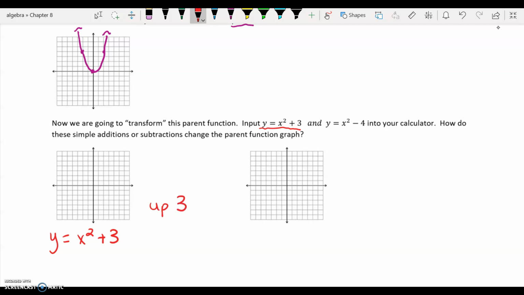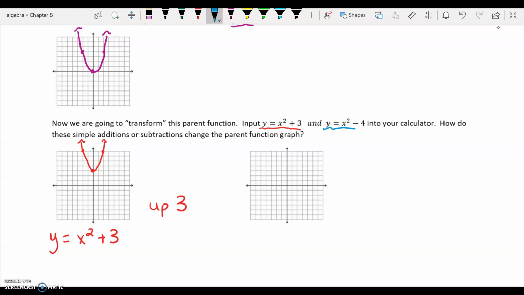So I'm going to take my points that I had up here and I'm going to move them up. 1, 2, 3. I'm also going to use 2, 4, move it up 3. So it's going to be 2, 7 now. 1, 2, 3, 4, 5, 6, 7. You can plot a point on the other side. That's what your parabola should look like now.